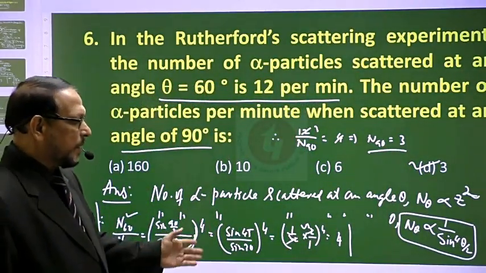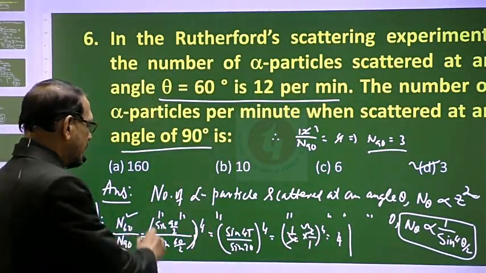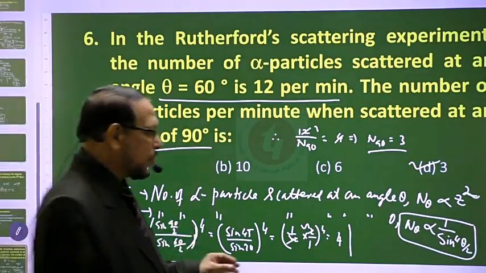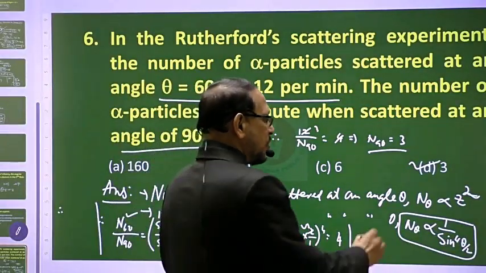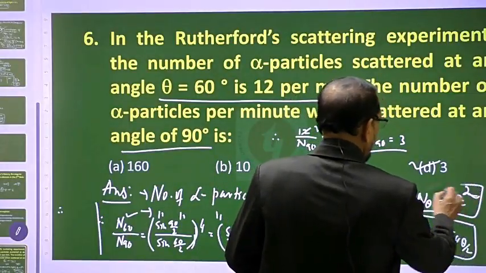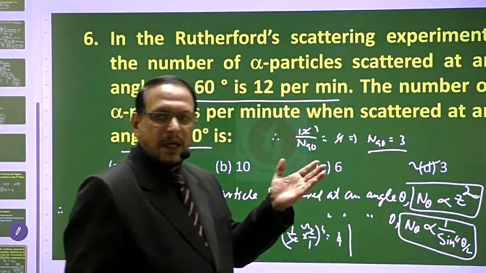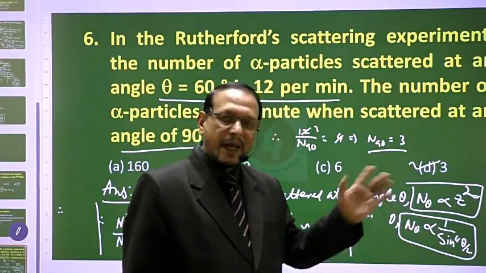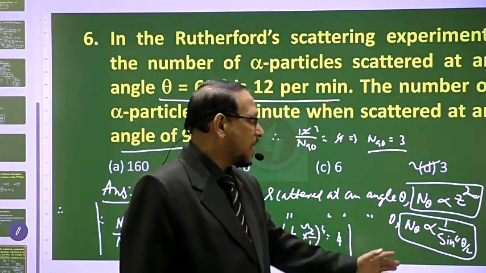So two formulas may come in the Rutherford experiment, which most of the students don't know. If you know, it is okay. If you don't know, please remember these formulas. When the foil is changed, we use this formula. When the angles are changed, we use this formula. I hope it is clear.